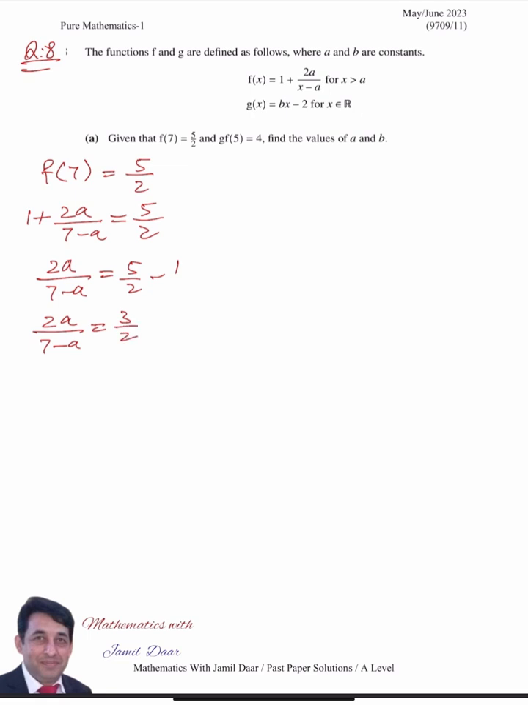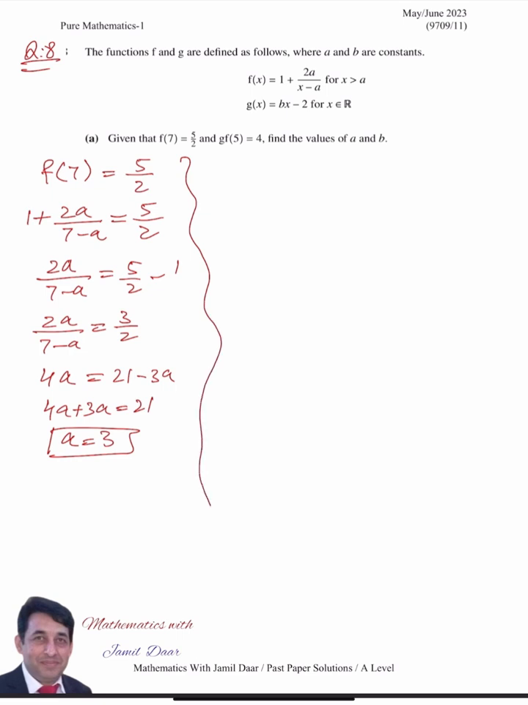Doing cross multiplication, this is 4a is equal to 21 minus 3a. So 4a plus 3a is equal to 21. 7a is equal to 21, so a is equal to 3. So we got a is equal to 3.